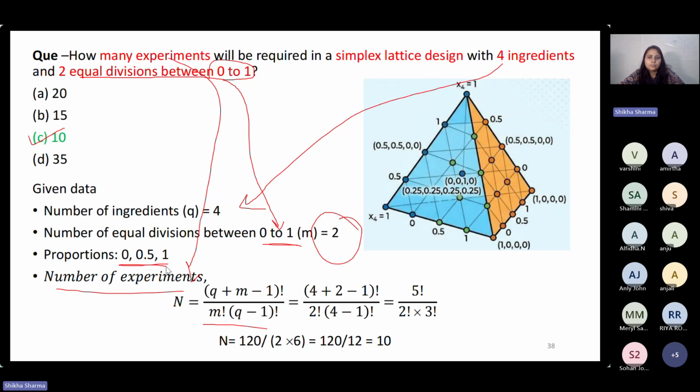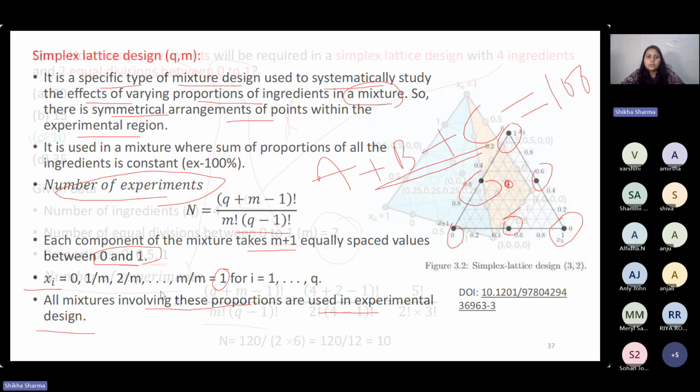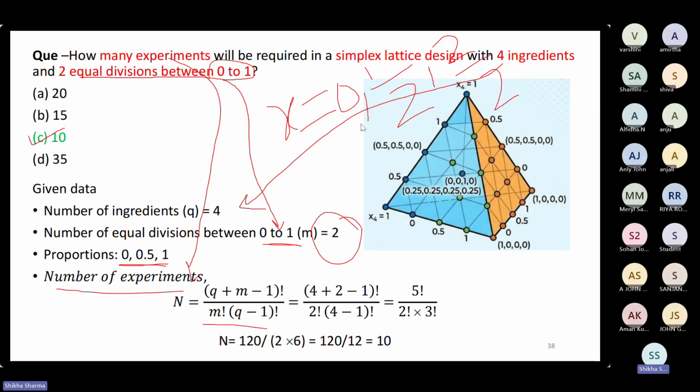So the proportion, which is xi, as we calculated here, is 0, 1 upon m, 2 upon m, like that. So the first is 0, then the second is 1 upon m, which means 1 upon 2, then 2 upon m, which is 2 upon 2. So overall it becomes 0, 0.5 and 1.